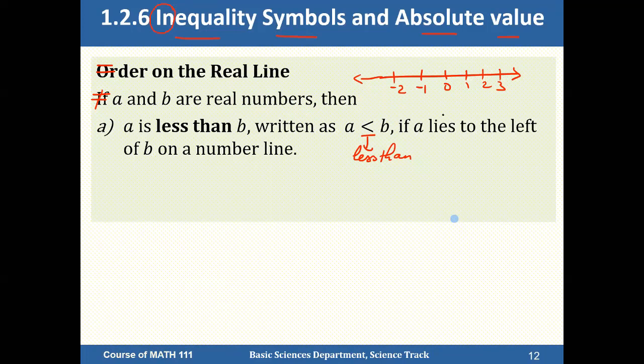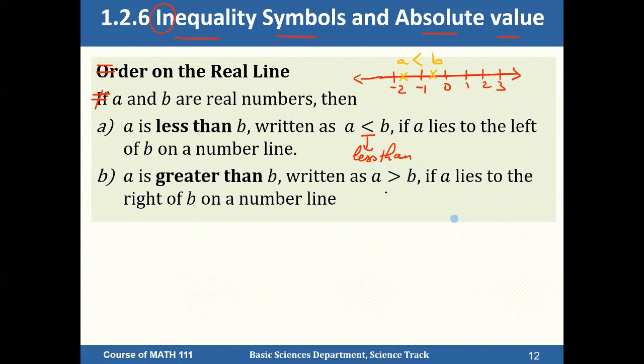Saying that A is less than B means that A is to the left of B on the real line. Here A is less than B. The one on the left is the smaller, the one on the right is the larger. Okay?